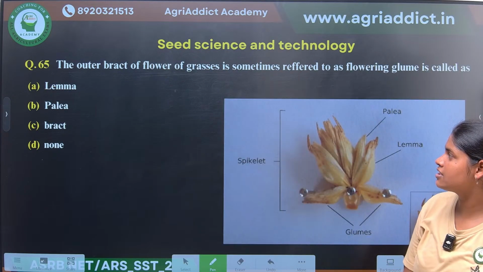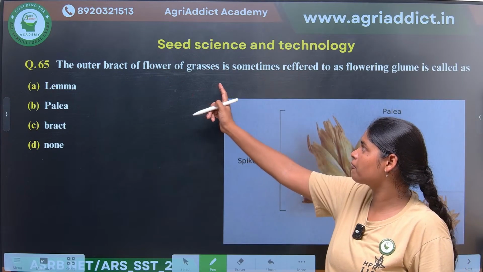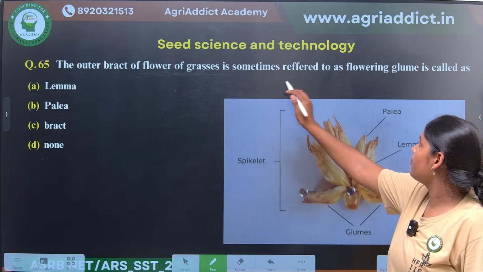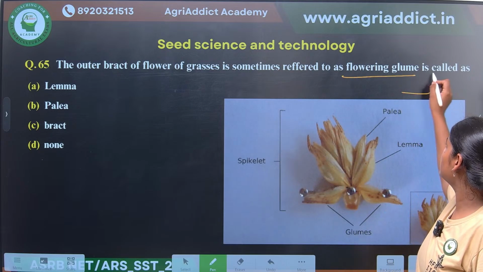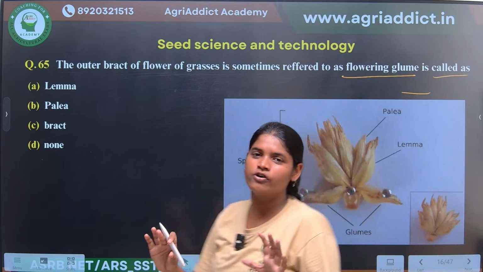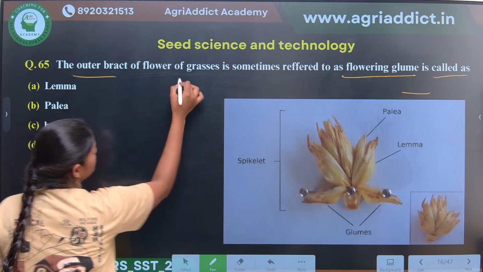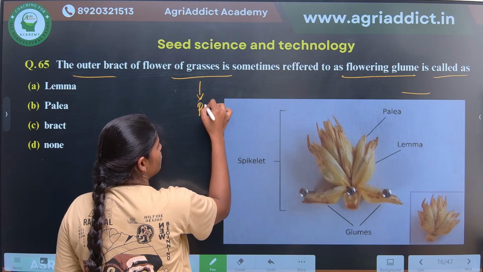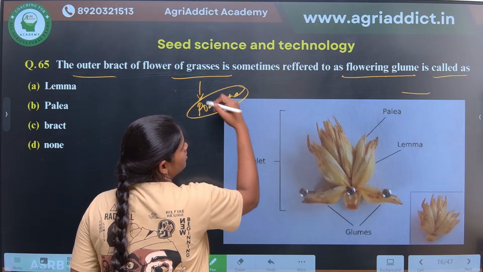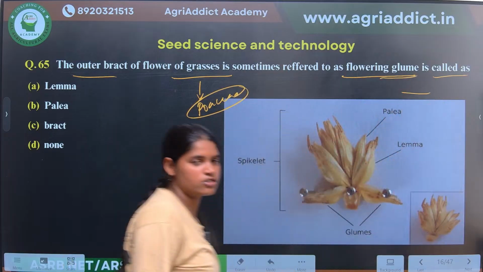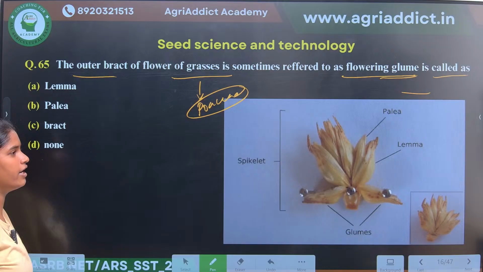So the next question is, the outer bract of a flower of grasses, sometimes referred to as flowering bloom, is called as. Here the whole question is just about the outer bract, which is present in grasses, that is the Poaceae family, the part of blooms. It is called as outer bract, called as.